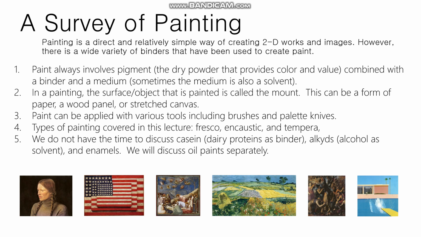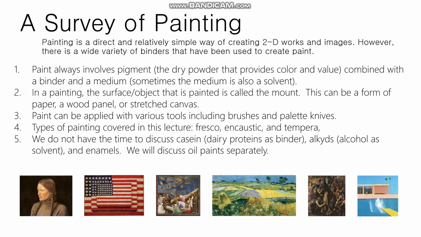Some of the things that we're going to be talking about, basically the first thing we need to talk about is what is paint. Paint is basically defined as pigment with a binder and a medium. And generally when we're talking about different types of painting, like when we say that a painting is an encaustic painting or that a painting is a tempera painting, it is the difference between the binder and the medium that is critical.